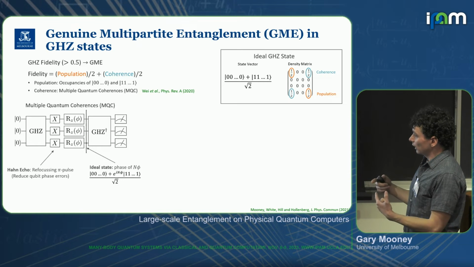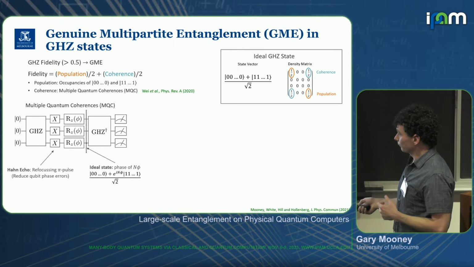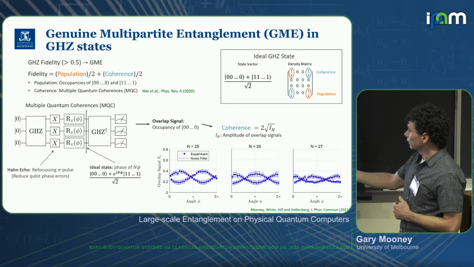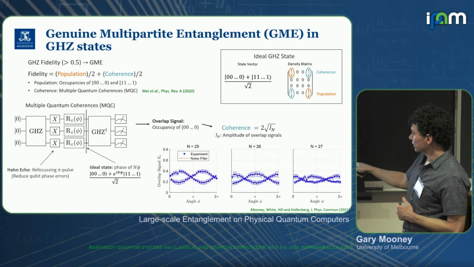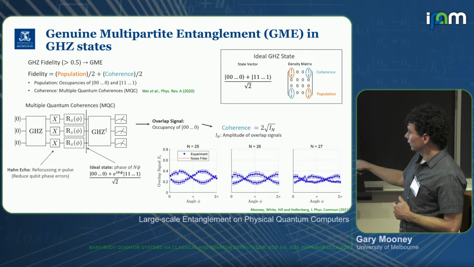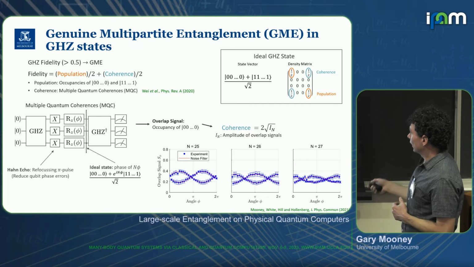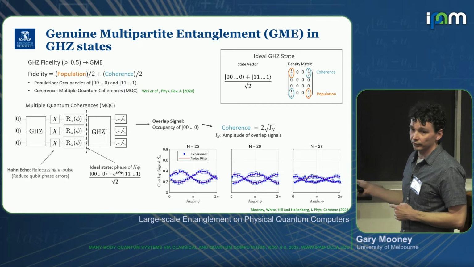we can then look at how well it went back to the original state, called the overlap signal. So it's just the occupancy of the all 0 state. And if you plot this in these plots here with different phis, then it turns out that the amplitude of these oscillations can be used to then calculate the coherence value that we want.